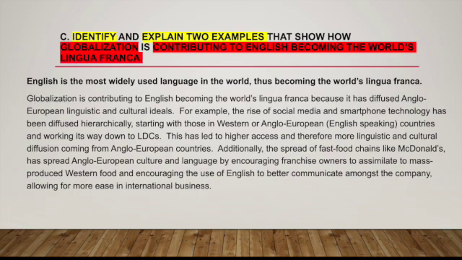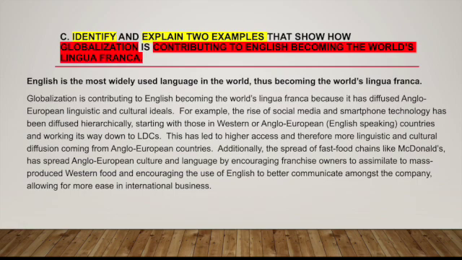So a sample answer for this would be, globalization is contributing to English becoming the world's lingua franca because it has diffused Anglo-European linguistic and cultural ideals. For example, the rise of social media and smartphone technology has been diffused hierarchically, starting with those in Western or Anglo-European English-speaking countries and working its way down to LDCs. This has led to higher access and therefore more linguistic and cultural diffusion coming from Anglo-European countries.